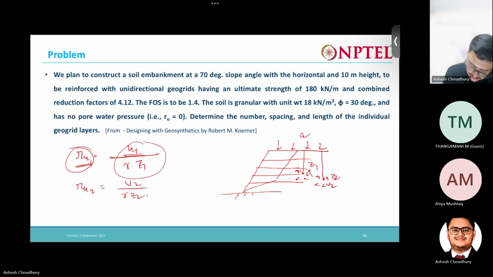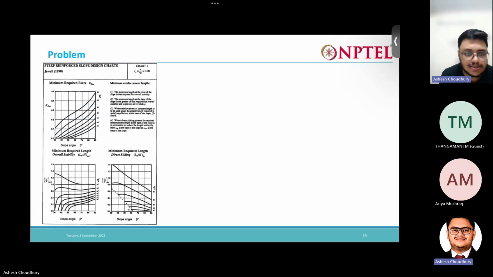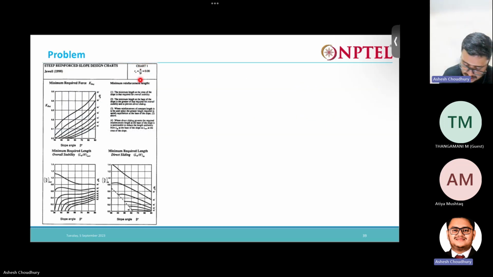Determine the number, spacing, and length of the individual geometry. So let us see how to deal with this. To solve this problem, we will be using Jewell's charts. You can see he has given many charts, and this is one of those charts. This chart is for RU equal to 0. Here we have 3 parts in this chart.